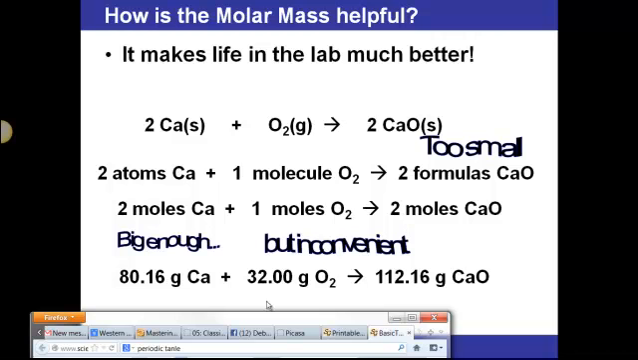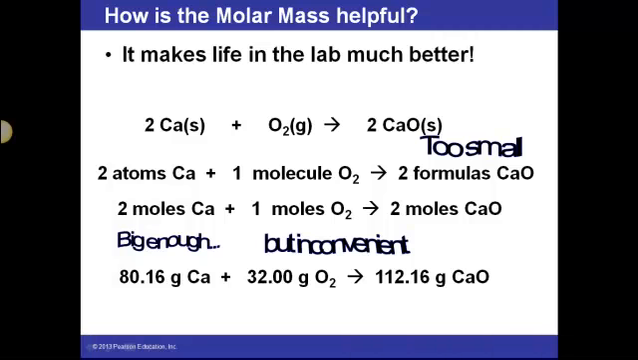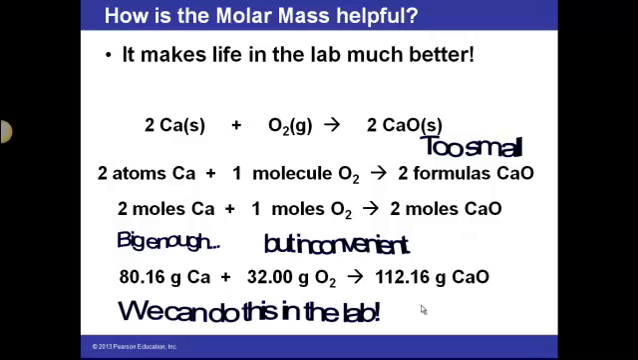So this is very convenient because we could weigh any of these within the laboratory and actually utilize these quantities. And again, you've got conservation of mass from one side to the other. So if you added up 80.16 plus 32, you would find that that equals 112.16 grams. So even though our molecules are combined in different ways, the mass of all of the stuff on the left side is still equivalent to the stuff that shows up on the right side. So this is a very convenient measuring system. We can do this in the lab.